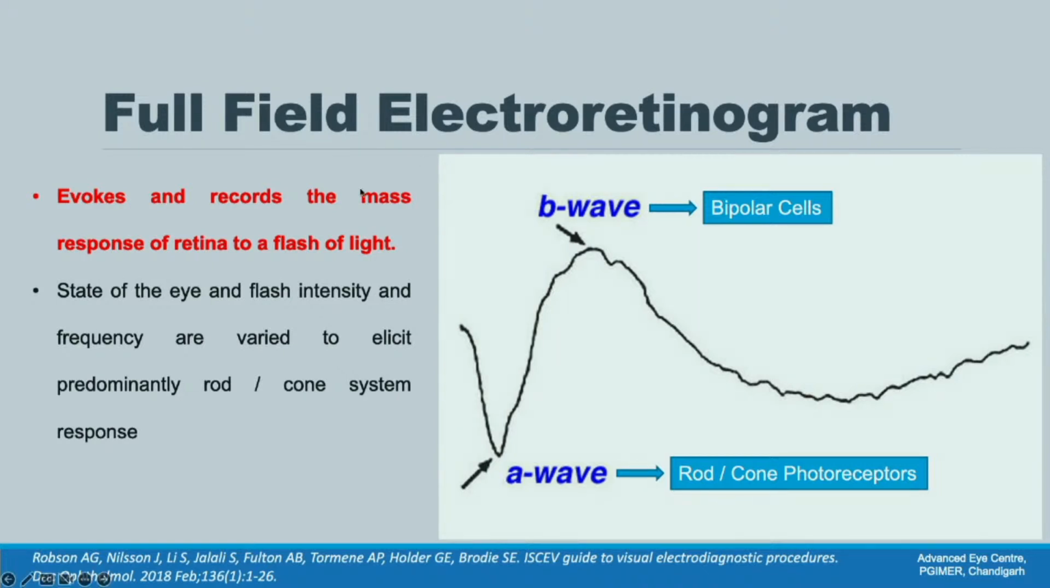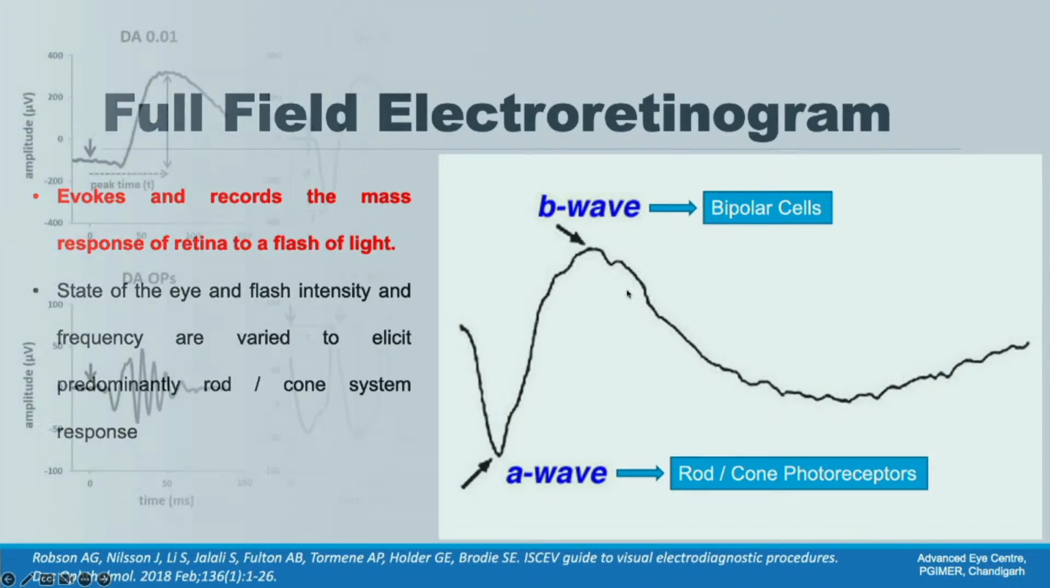But you can have dysfunction that is just in the inner retina, and in that you will have just the B wave that is flattened out and a normal A wave. We will come to a couple of examples of that later.